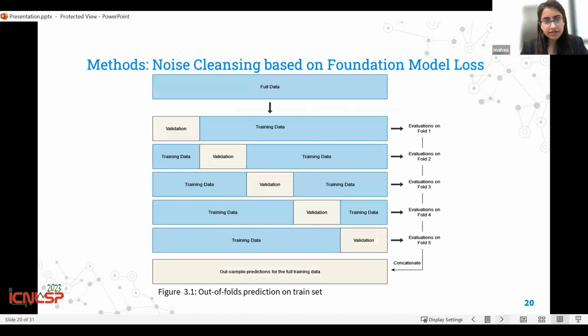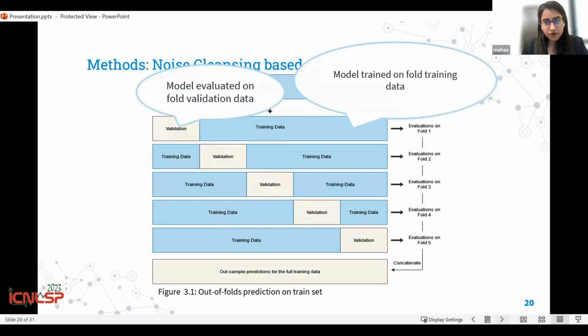You can see this diagram with the figure, which more clearly describes the method. As you can see, we initially have the full data set. We divide the data set into K folds. Each fold has a training split and a validation split. The model is only trained on the training split part of the fold, and then it is evaluated on the validation split.